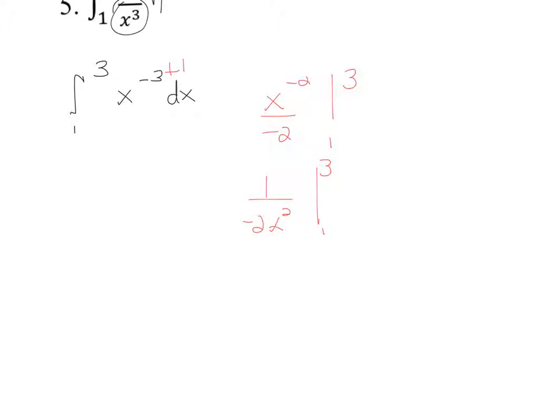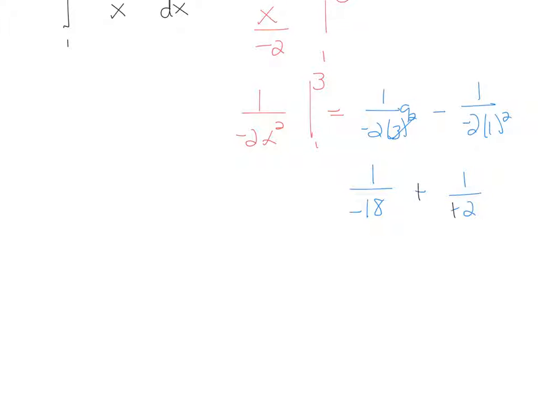Okay, so let's see, upper minus lower. So 1 over negative 2 times 3 squared, minus the lower, 1 over negative 2 times 1 squared. Okay, so I get 1 over negative 18, because that's 9, minus 1 over negative 2. These change to positive, and let me make this the same.